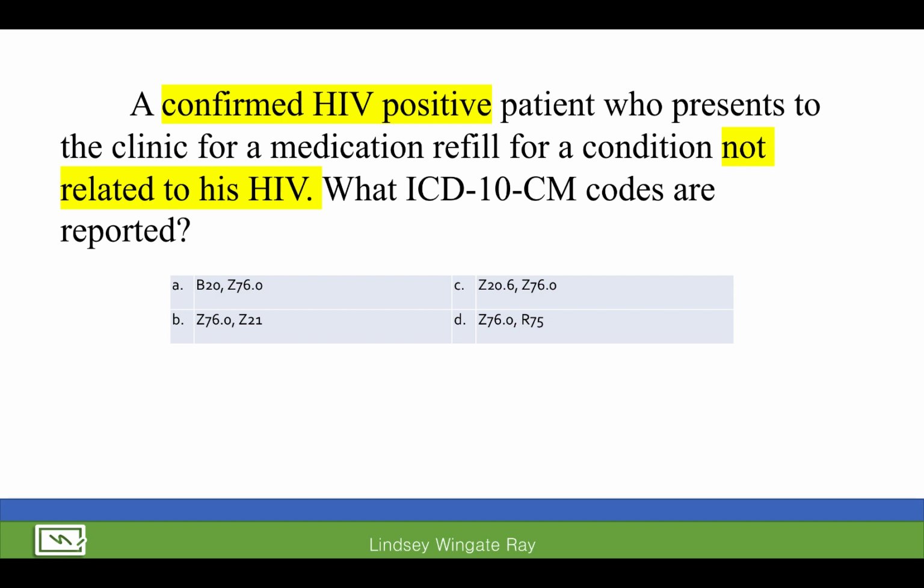You would look in your ICD-10 guidelines and see that if a patient is being seen for a condition not related, that reason should be coded first, followed by the HIV code. Medication refill would be coded first. Then Z21 would be coded second because it is HIV positive and there was no mention of AIDS or symptoms of the HIV. B would be your answer.